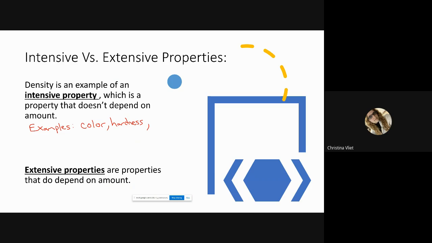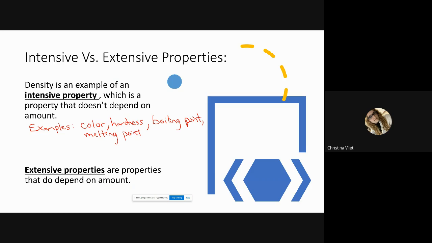What about for water? Does water have a specific boiling point? Does it have a specific temperature it always boils at? So would you call boiling point an intensive property? That no matter how much water I have, it's always going to boil at the same temperature. It might take more energy to get to that temperature, but it's going to boil at the same temperature. So we would say boiling point and melting point are also intensive properties.